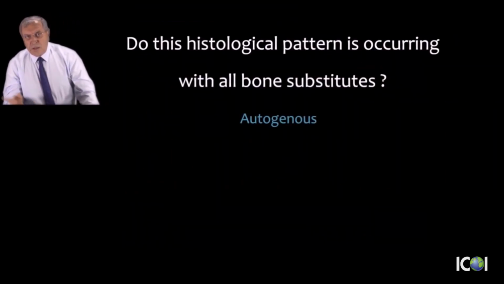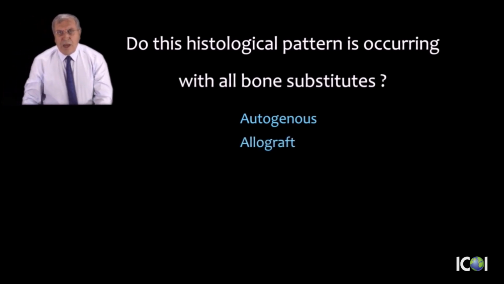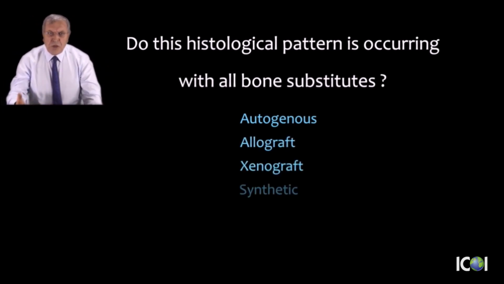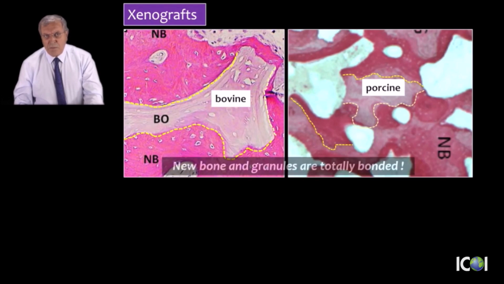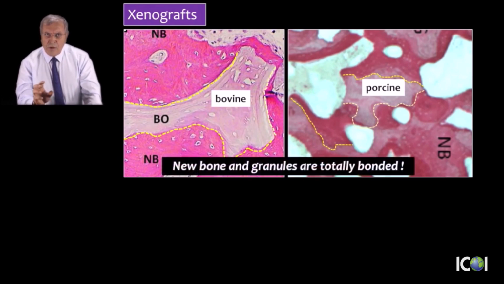Let's analyze different kinds of graft: autogenous, allograft, xeno, synthetic. When we use xeno, we see that we have the same behavior. We have the granules, and the granules are totally covered by the new formed bone. Bovine or porcine, they have the same behavior.